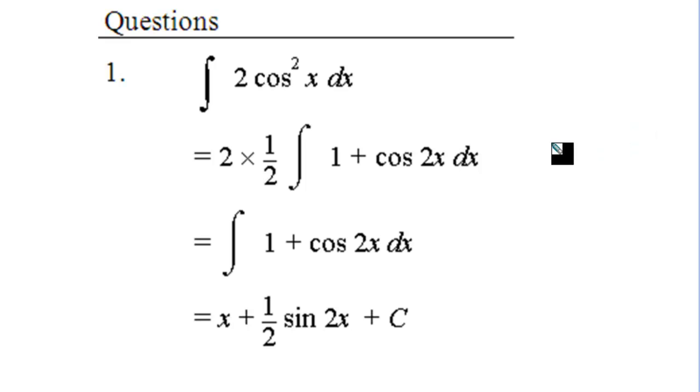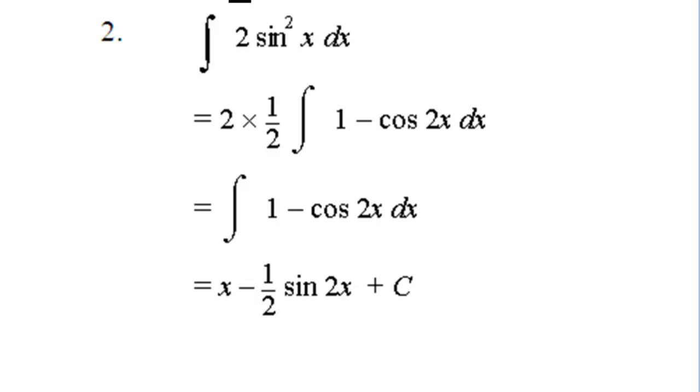So let's have a look at questions here. The integral of 2 cos squared x: again, cos squared x changes to a half of 1 plus cos 2x. So the 2 times the half cancels, and we're just integrating 1 plus cos 2x, which gives us x plus a half sine 2x.